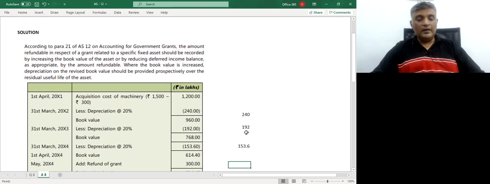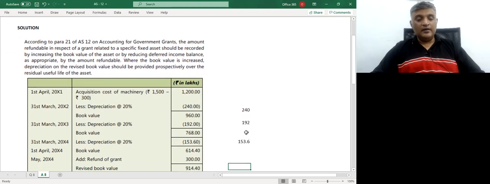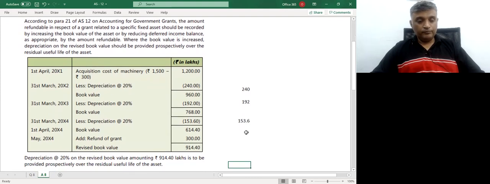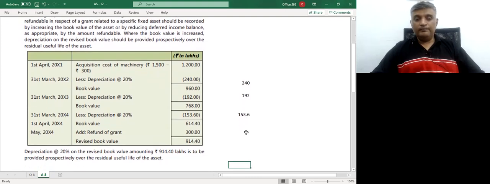Now you add back the value of the grant as 300, you get 914.4. That is the revised book value, 914.4. So from X4, X5 onwards, depreciation should be provided on the revised book value of 914.4. Okay, it's a very simple problem. Make a note of this. Thank you.